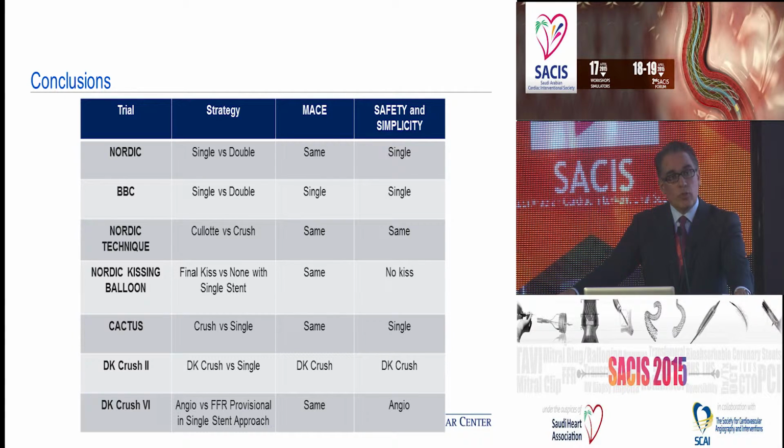The Nordic kissing balloon trial was to figure out whether, when you have provisional stenting, you need to finish with a final kissing balloon inflation. And the answer is you don't need to. The CACTUS is crush versus the single stent approach, and what you see is overall MACE rates are comparable, but the single stent approach is favored because it's simpler to do. The DK Crush 2 is the first randomized trial showing superiority of the DK Crush versus provisional stent approach, and finally DK Crush 6 shows no difference between angiography versus FFR approach to bifurcation provisional stenting.